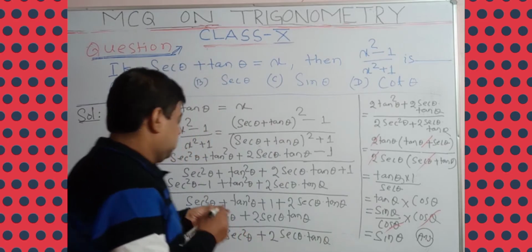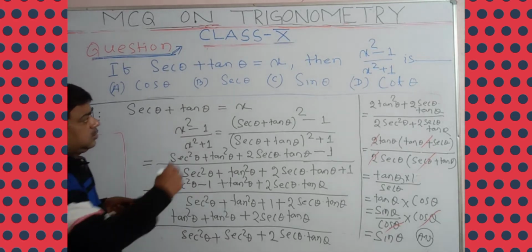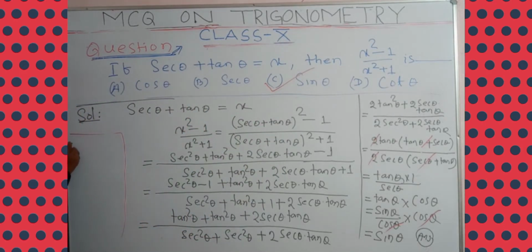Okay. So you see now, sin theta means, which is the correct option here? Yes. What is the correct option? So C is the correct option. Understand or not? Here, the option is C. Sin theta. Understand? Okay.